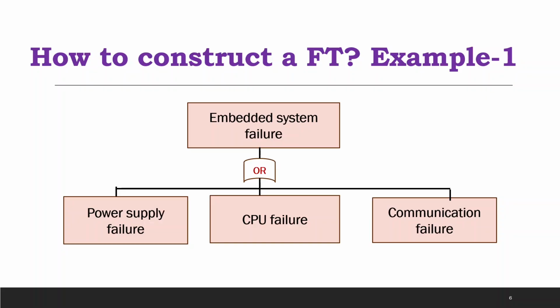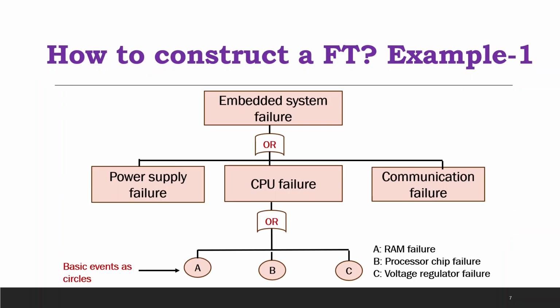An OR gate, as mentioned earlier, is used to indicate that any one of these can lead to the top event. We can go further down to understand what causes power supply failure, what can cause CPU or communication failure, and keep going down as long as it is meaningful to the problem at hand. Now let us take the example of the CPU failure and go further.